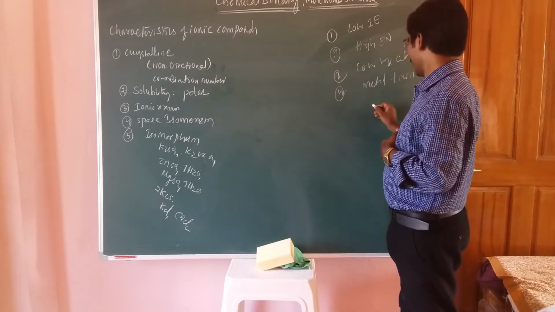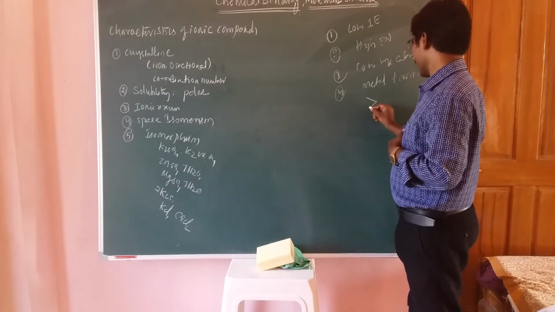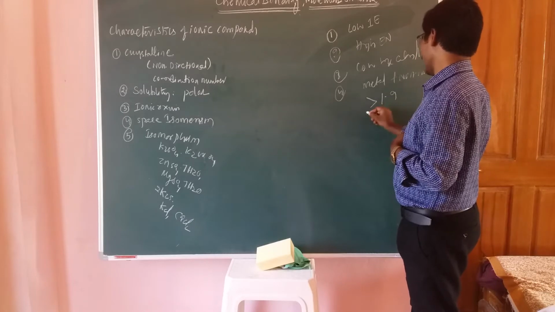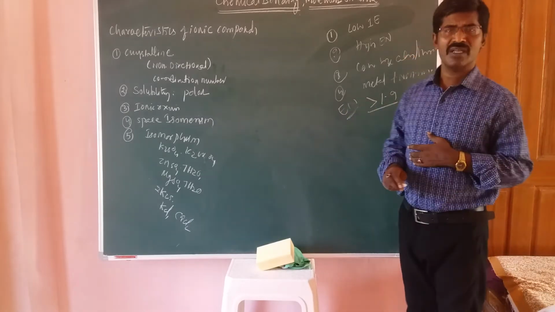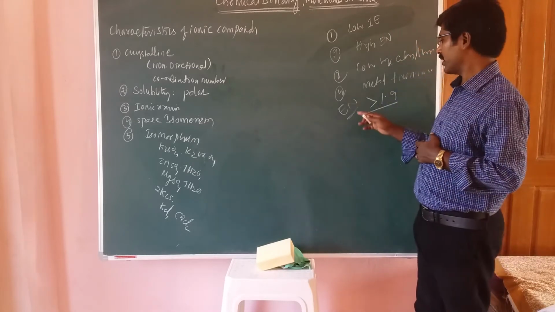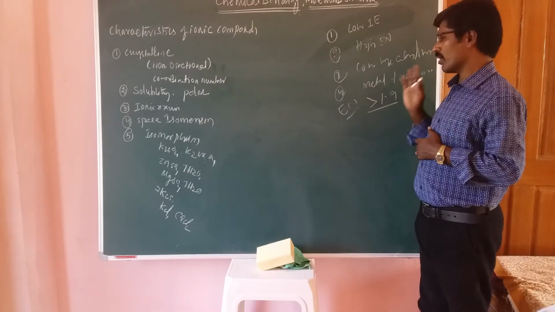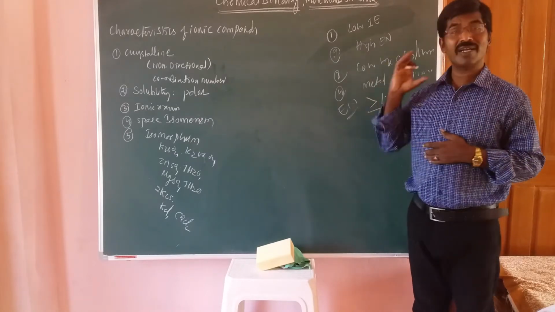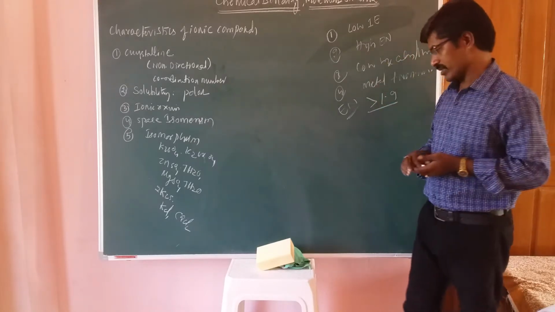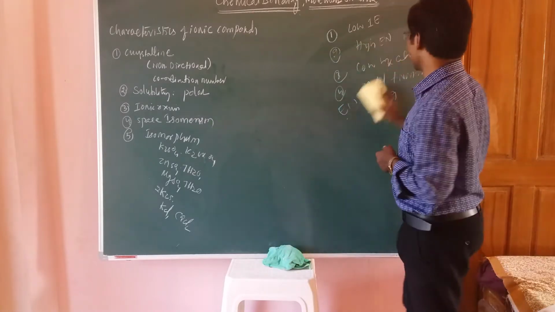For ionic bond formation, the electronegativity difference should be maintained greater than 1.9. So these are the favorable conditions for ionic bond formation. Yesterday we completed these things only.